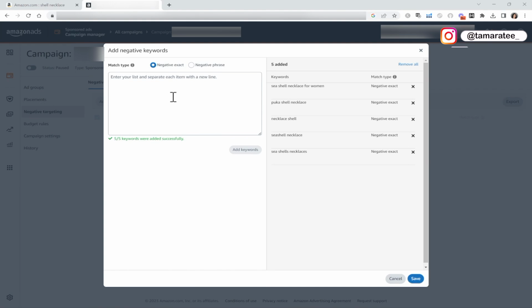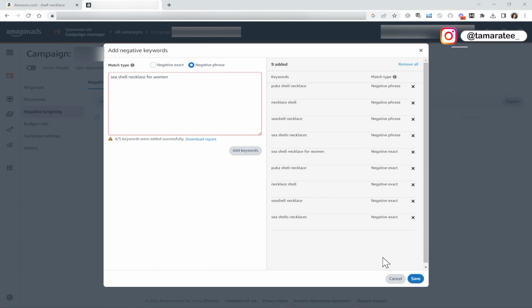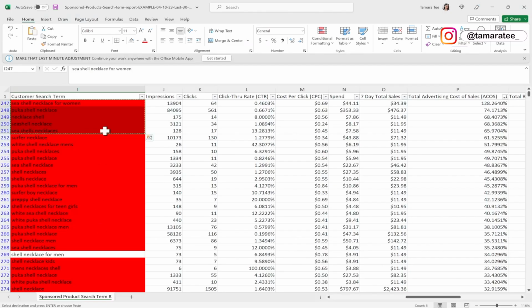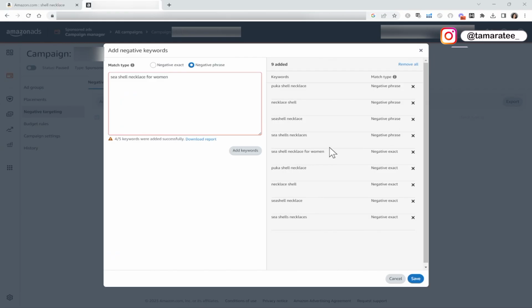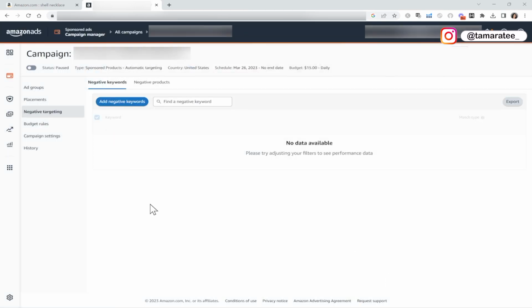And if I want to add these keywords to negative phrase as well, because we want to exclude the phrases as well, then just click on negative phrase, paste those keywords once more, add keywords, and then click on save, and then there you go. So this is how you add those unwanted keywords from your search term report. So when customers search these keywords, they will not see your sponsored ad and you will not waste money on advertising. I'm not going to save this because I just wanted to show you how to do it. I click on cancel and that's it.